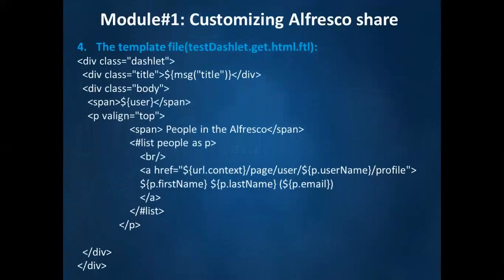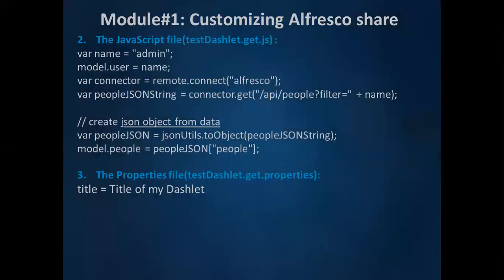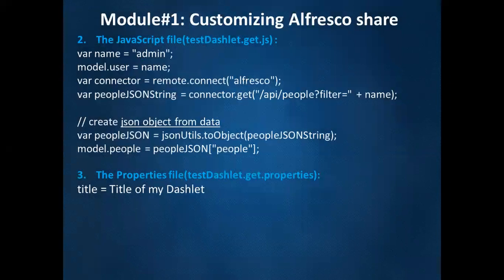Now let's see the template file. This is the code of our template file. Let's understand it. I want to create a dashlet, so we write here the class is dashlet. After that, the class is title. Let's see now the title. What I wrote in the property file: title equals, title of my dashlet. This is the value. This is the variable, or the label, title.